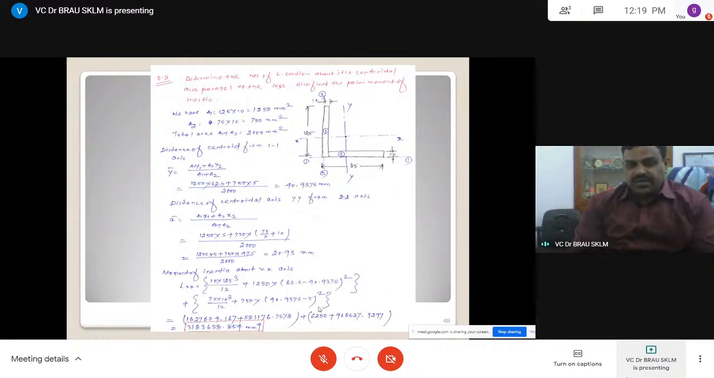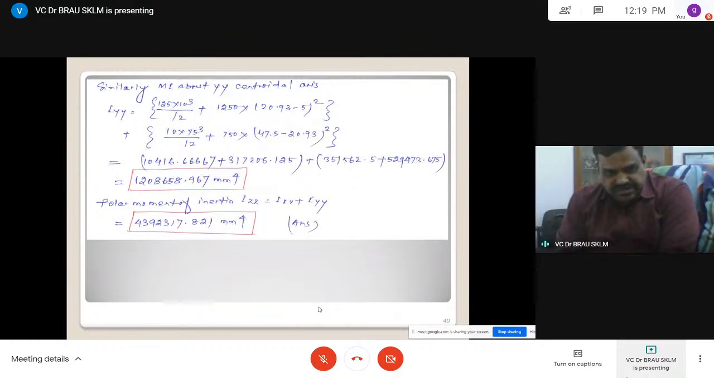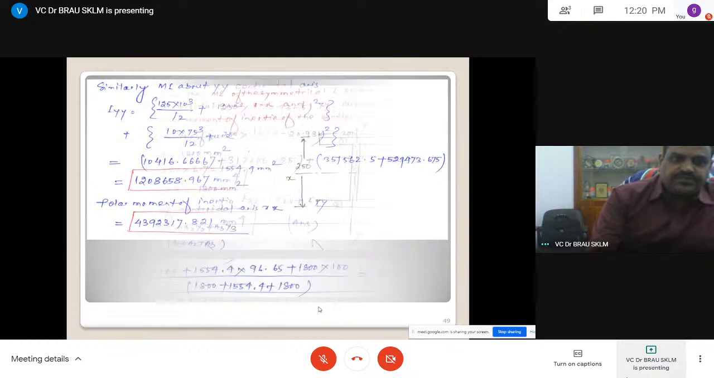Find out the total moment of inertia Ixx and Iyy. Similarly, determine Iyy. Once we know the Ixx, Iyy, find out Izz. That is the perpendicular axis theorem. By adding simply the two moments of inertia, we can determine the total, in mm to the power 4.